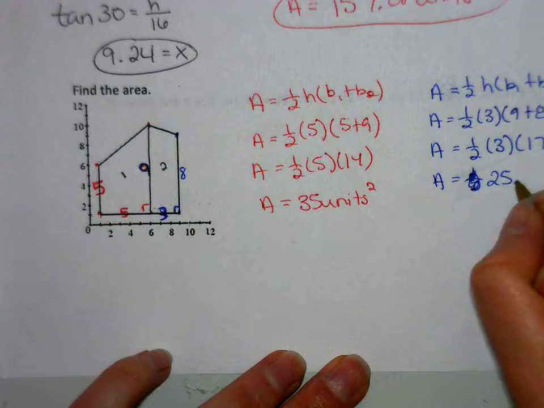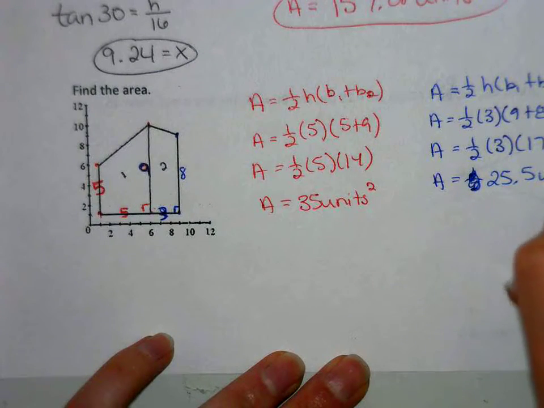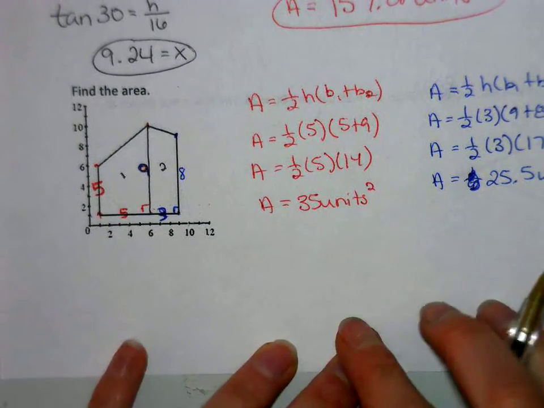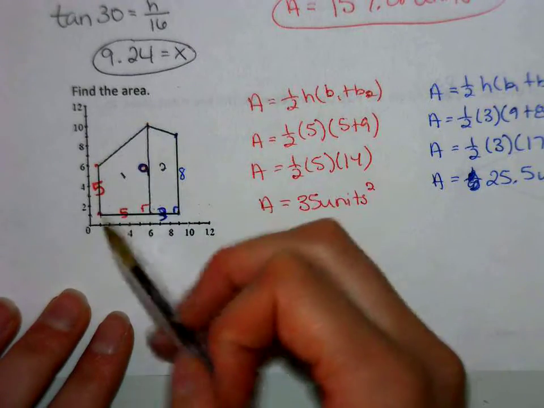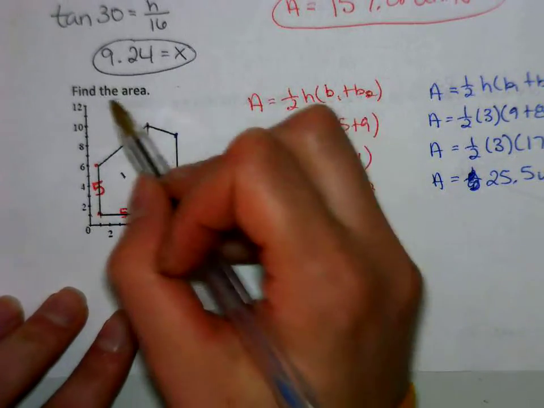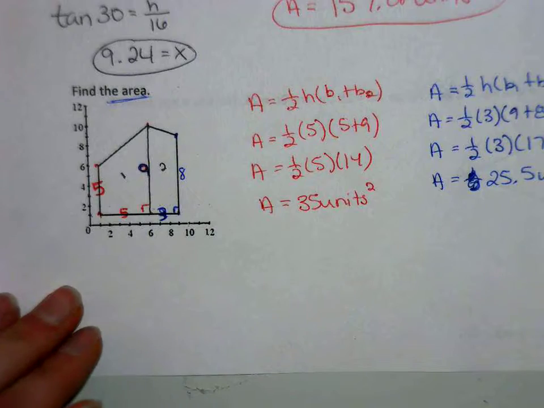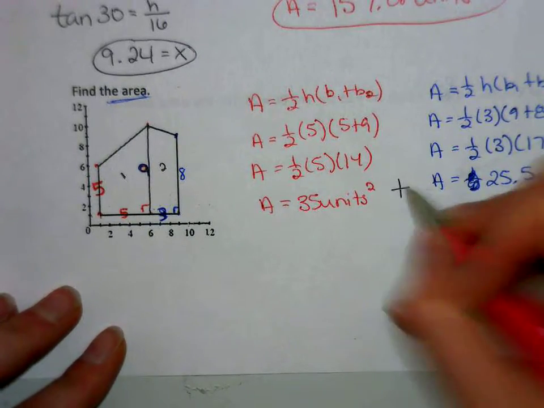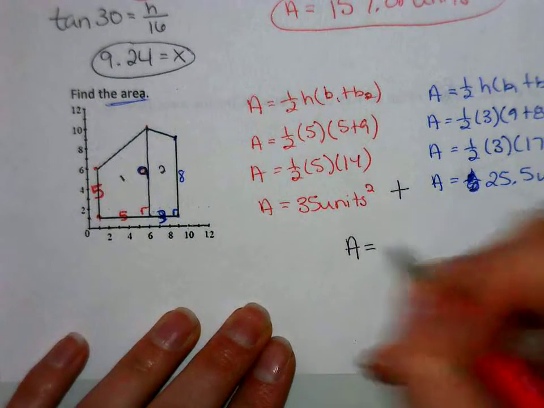So we know the area for trapezoid 1 and trapezoid 2, but we want to find the area for the whole shape. So to find the area for the whole shape, we need to add the two together, and that will be 60 5/10 units squared.